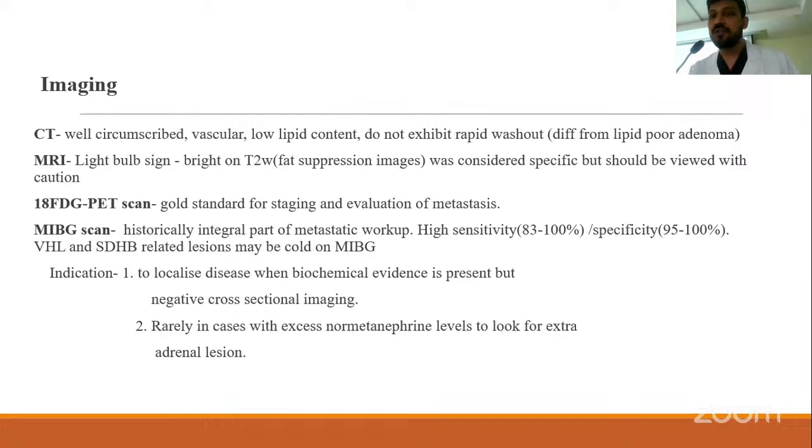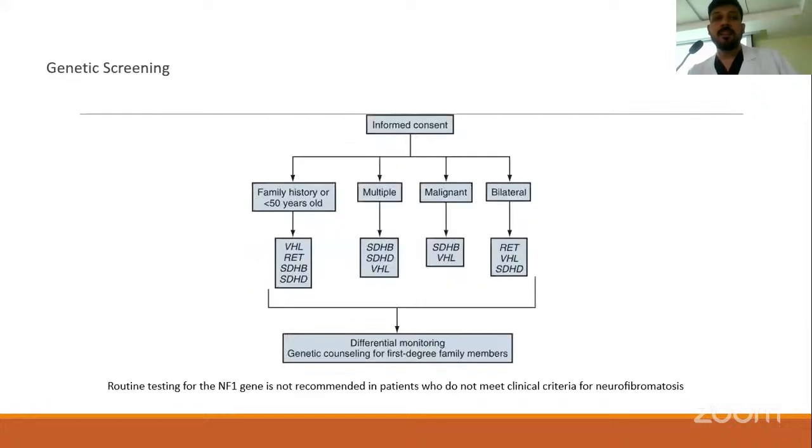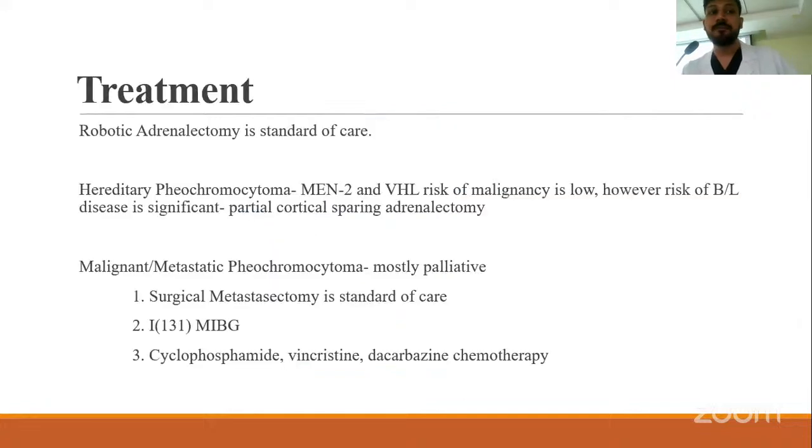MIBG scan was earlier used and had a high sensitivity of 83 to 100% and a specificity of 95%. It is indicated to localize when biochemical evidence is present and there is a negative cross-sectional imaging, or to look for extra-adrenal masses. Genetic screening should be done in patients who have a family history of pheochromocytoma or are less than 50 years of age, who have multiple tumors, malignant lesions, and bilateral tumors. Routine investigation for neurofibromatosis type 1 is not indicated.